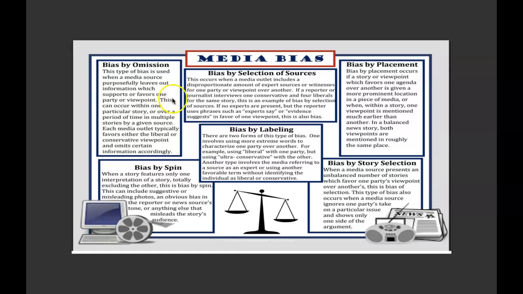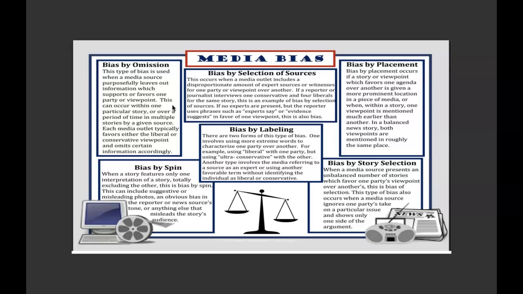Up here at the top. This type of bias is used when a media source purposely leaves out information which supports or favors one party or viewpoint over another. This can occur with one particular story or over a period of time in multiple stories by a given source. Each media outlet typically favors either the liberal or conservative viewpoint and omits certain information accordingly.